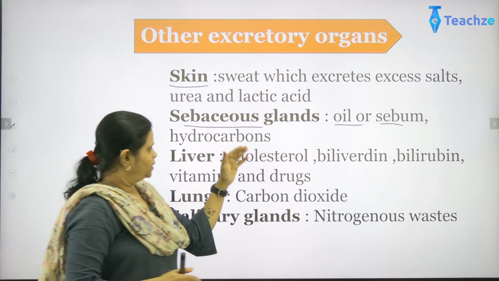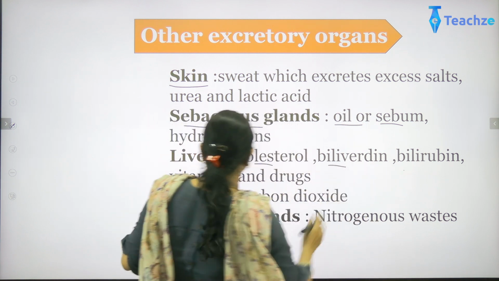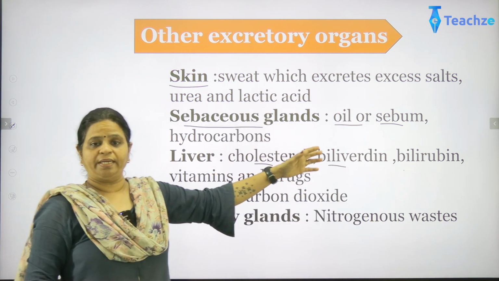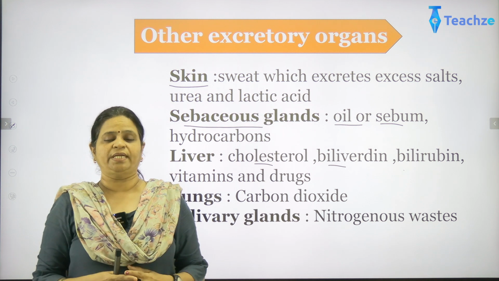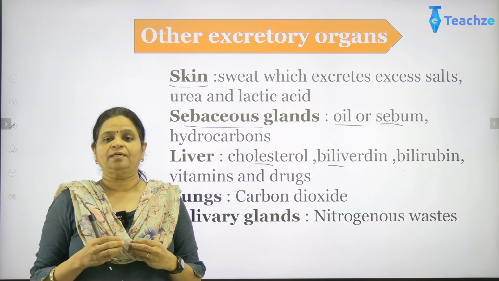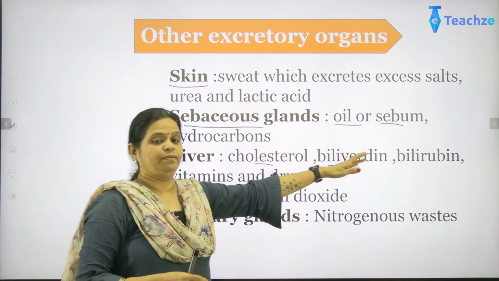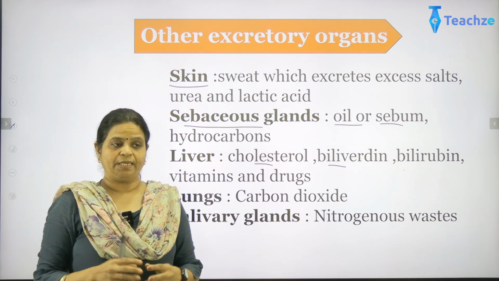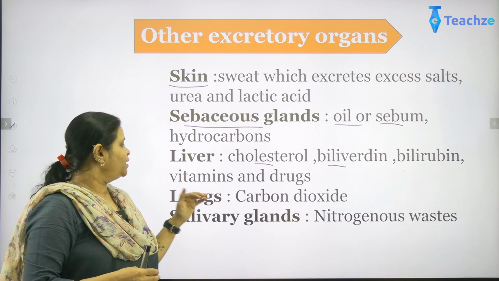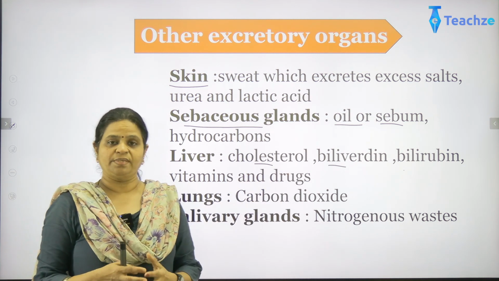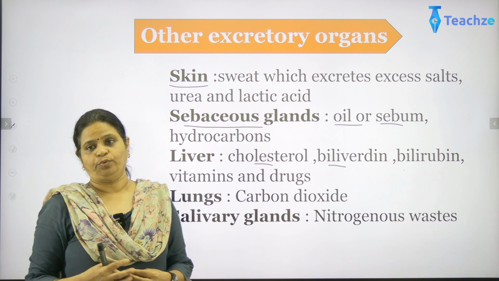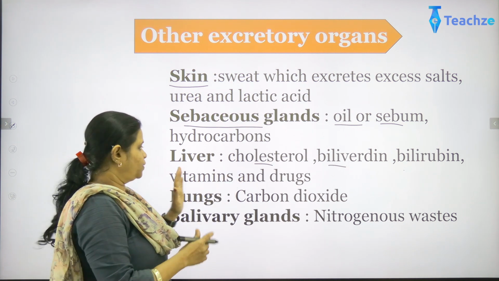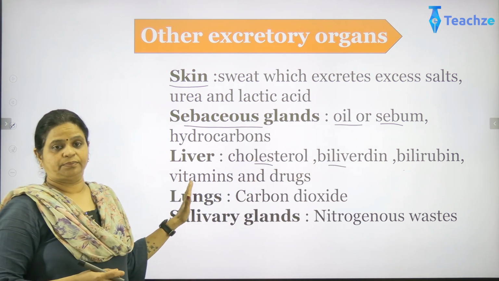Now the liver: the cholesterol, the biliverdin and bilirubin. When we studied the digestive system, we said the bile juices contain this biliverdin and bilirubin. Now these are also excretory products from the liver, along with cholesterol. And if you have more drugs or vitamins in the body, that is also removed by the liver. Now, these are all the excretory products from the liver.